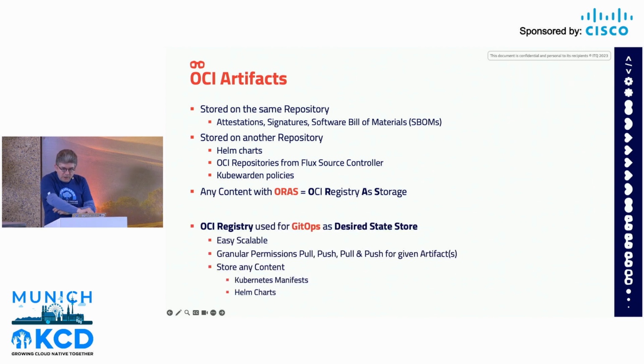So an OCI registry can be used for the purpose of GitOps as a desired state store, because it's easier to scale compared to a Git server. It's more granular for the permissions to push and pull given artifacts. And then you can store any content, especially the Kubernetes manifests that will be pulled by the GitOps operator, and the Helm chart as well.